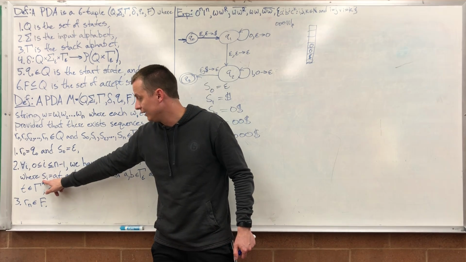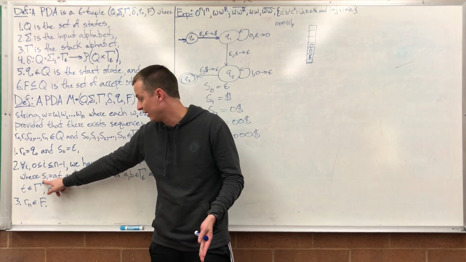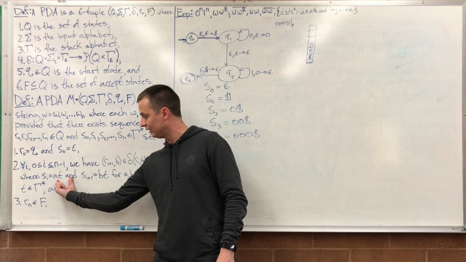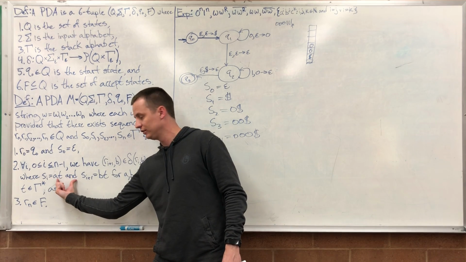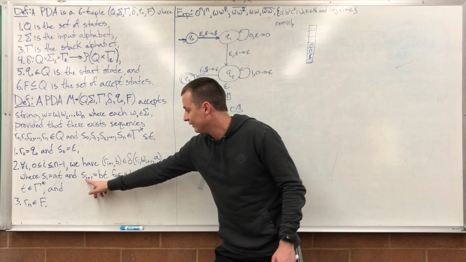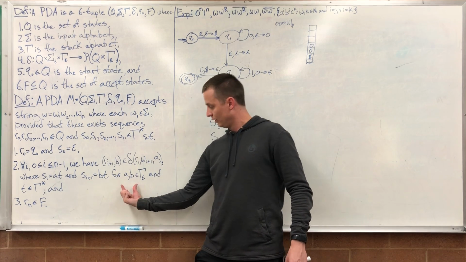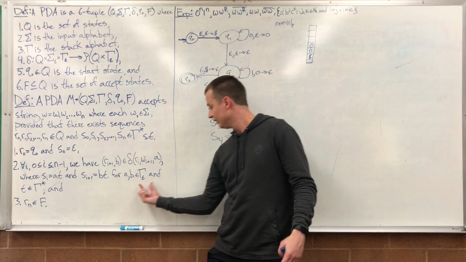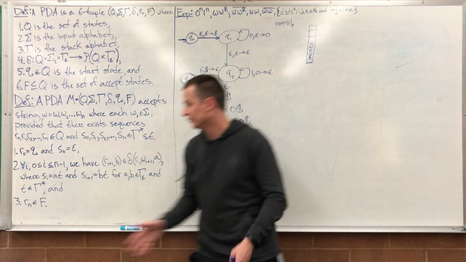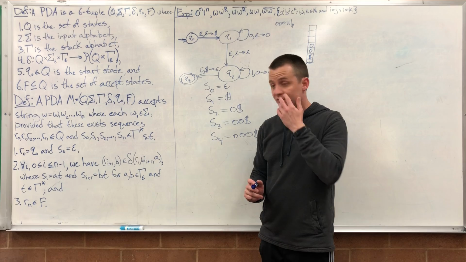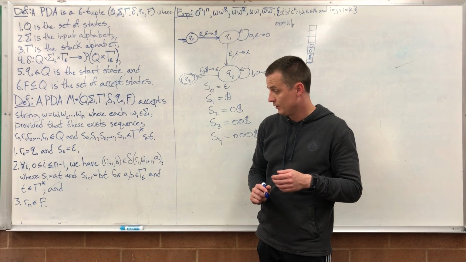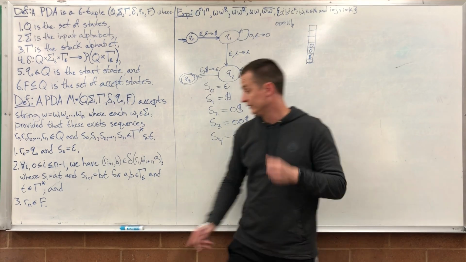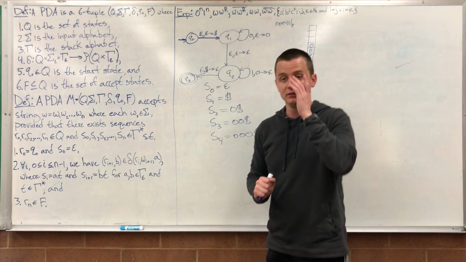Where S of i, your stack before you read the symbol, was A and then T. T is going to be a string of symbols. A is one symbol, T is a string of symbols. And S of i plus 1 is BT, where A and B are just input symbols, possibly nothing, possibly the empty string, and T is some string of symbols. And then finally, Rn is in your set of accept states.